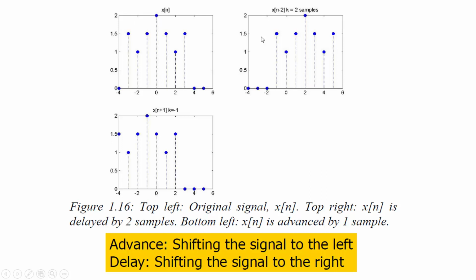This is, let's say, x[n], and how can we get x[n minus 2]? The signal will shift towards the right by 2 samples. For x[n plus 1], k becomes minus 1, and the signal will shift towards the left by 1 unit of time. So this value has come here, and the 0 has gone further. The whole discrete sequence has shifted by 1 unit of time towards the left. Here the whole discrete sequence was shifted by 2 sample numbers towards the right.